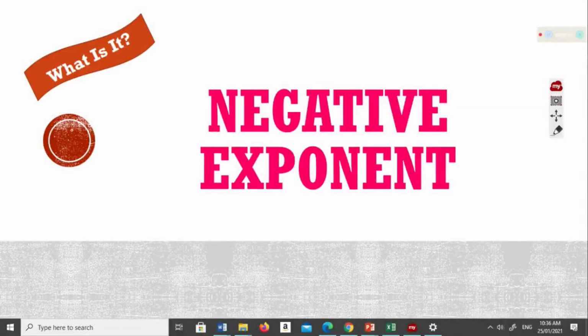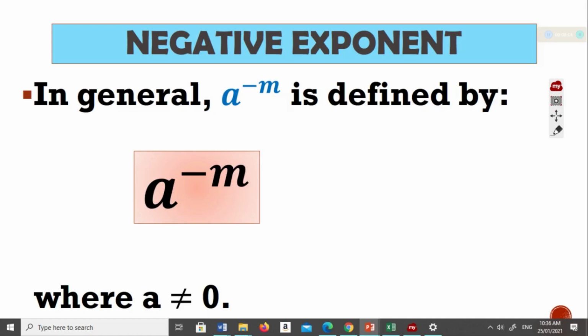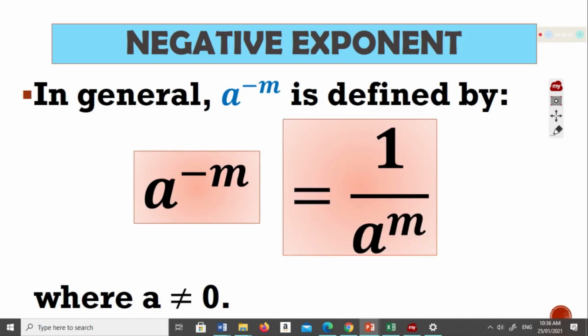Negative exponent. Remember, in negative exponent, in general, a raised to negative m is defined by a raised to negative m equals 1 over a raised to m, where a should not be equal to 0. So, sa negative exponent, i-reciprocal nyo lang para maging positive exponent.